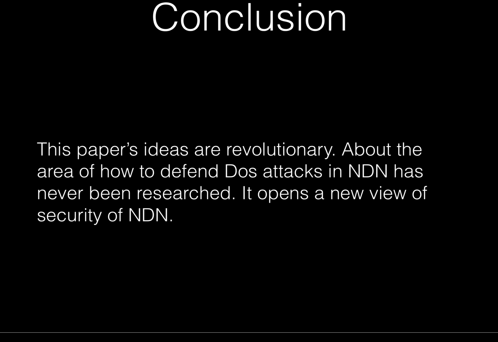Overall, we think this paper's ideas are revolutionary. The area of how to defend against DoS attacks in NDN had never been researched. It opens a new view of the security of NDN.